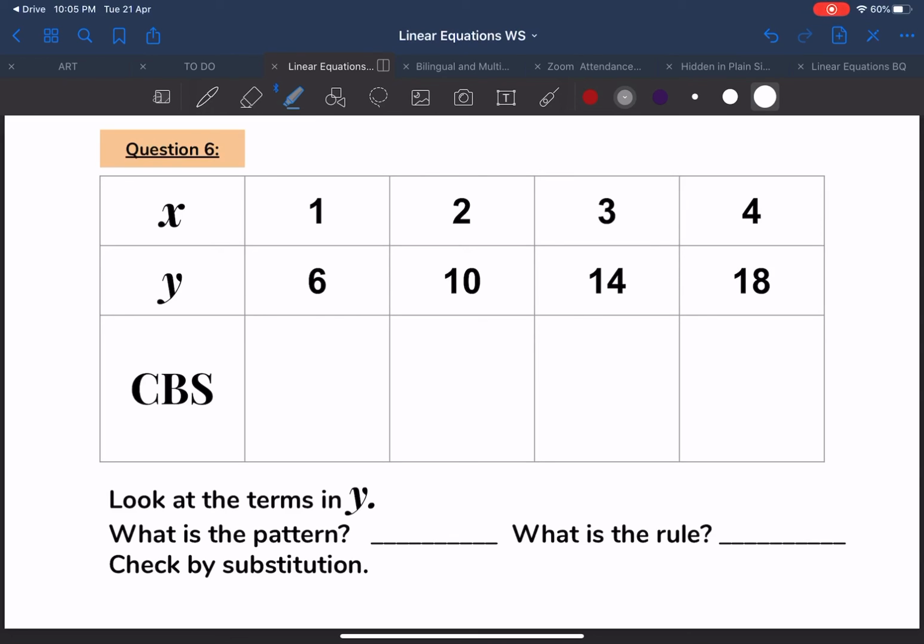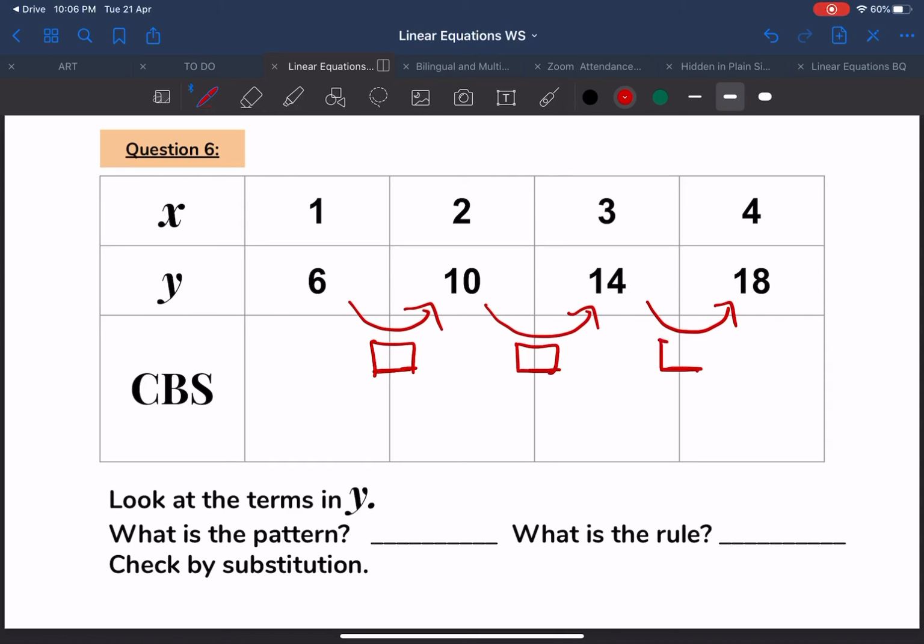So what is the pattern? How did 6 become 10? How did 10 become 14? How did 14 become 18? And whatever your answer is here, let's make it a star. That will be the beginning of your equation. So y will be equal to whatever the value is times x. Now, that will be the start of your equation.